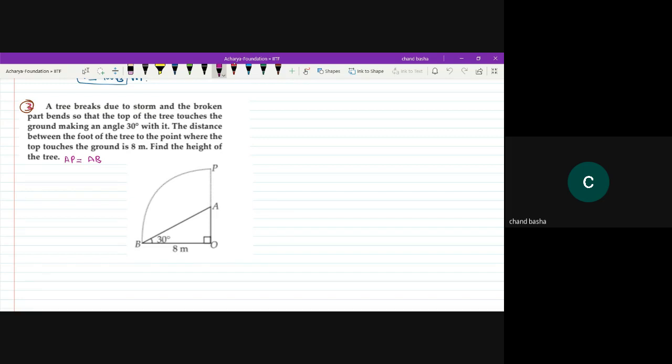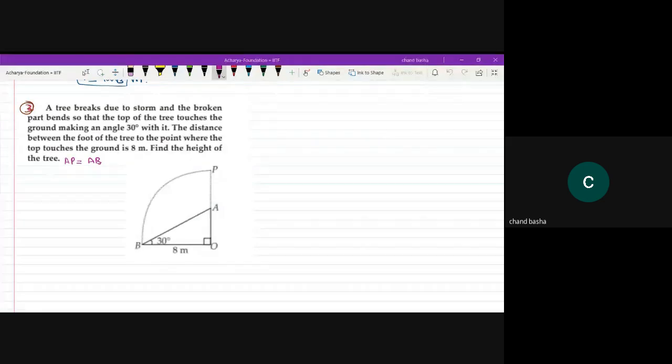Height of the tree means what? Sir, 8 root 3. Okay, I'll confirm with others also. The height of the tree is 8 by root 3, sir. You got 8 by root 3. Is it 8 by root 3 or 8 root 3? We got two answers. Sir, 8 root 3.